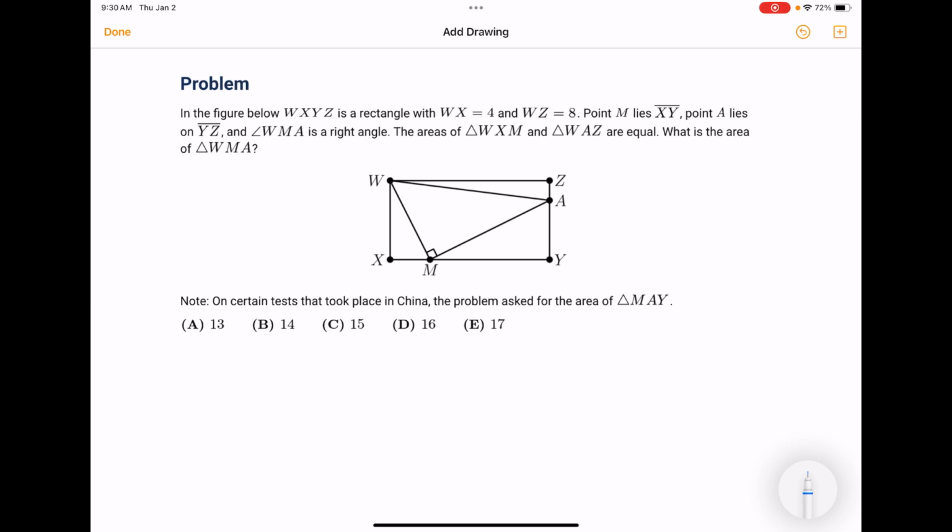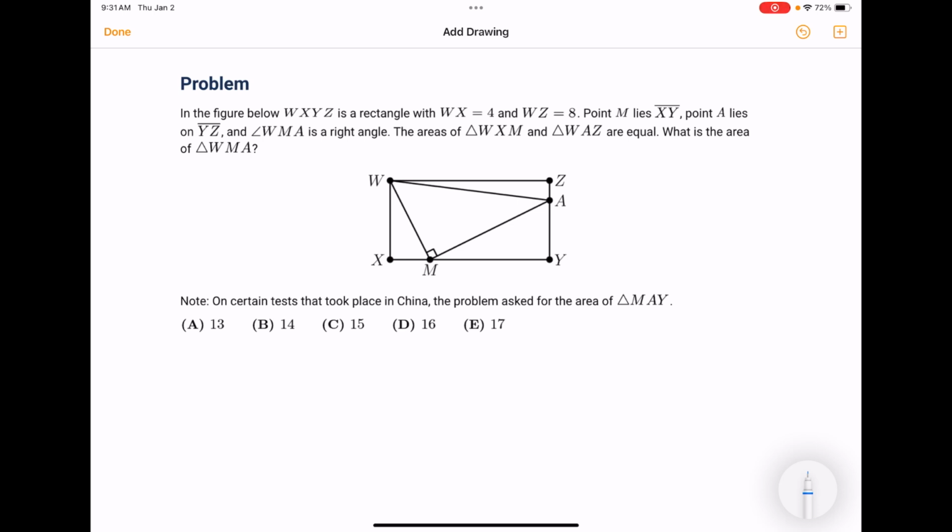The problem states, in the figure below, WXYZ is a rectangle with WX equal to 4 and WZ equal to 8. Point M lies on line XY. Point A lies on line YZ, and the angle WMA is a right angle. The areas of triangle WXM and WAZ are equal. What is the area of triangle WMA?